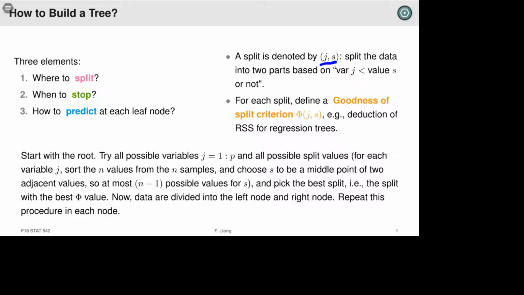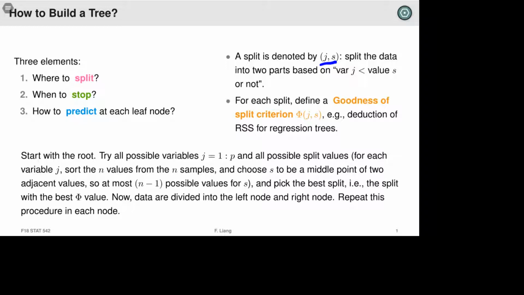At every split, we are going to define some quantity called the goodness of split criterion, or kind of a goodness of fit. Meaning we are going to try all the variables j and all possible splits. Usually, if we have n samples, we only have n-1 possible values to split them into 2 groups. So we try all of them, and for every combination, we look at the value of this criterion phi, and then just pick the best one. And the best one could be the one giving the highest criterion or the lowest, depending on how you define your criterion.